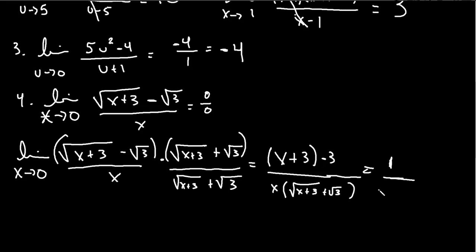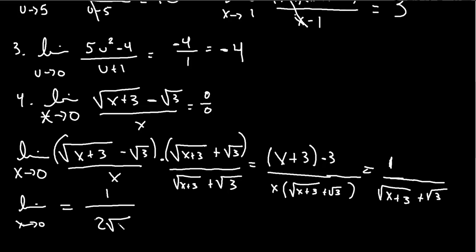Well, we can simplify this further. The x's cancel, and now if we plug in 0, the limit as x approaches 0, we get 1 over 2 root 3. We got a real number, yay!